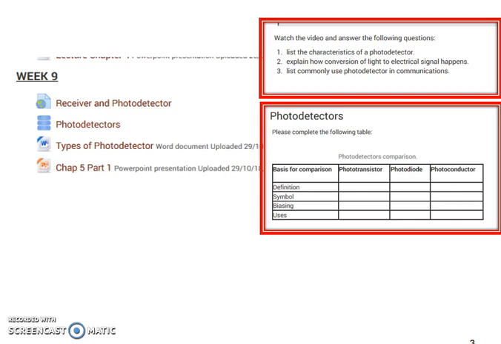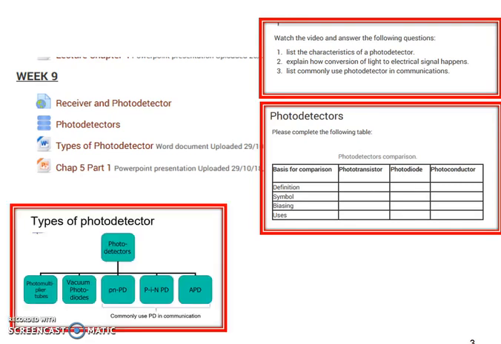And then in this homework, you should know the definition of it, and then the symbol of each of the components, and then how is the biasing happens. It's either forward bias or reverse bias, and where it is being used. So phototransistor is used in certain application. Okay, same goes to photodiode and photoconductors.